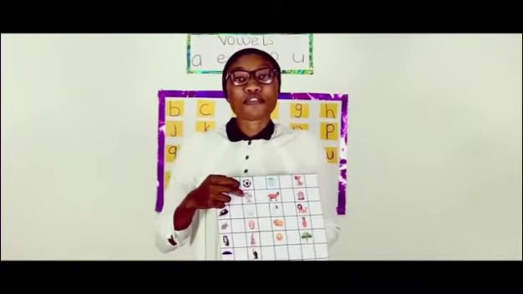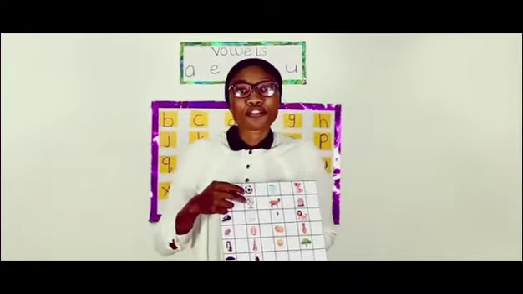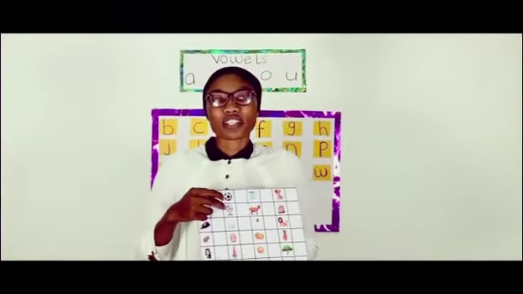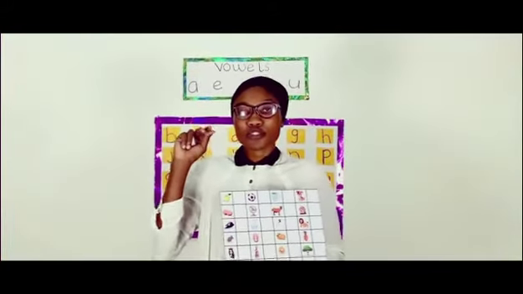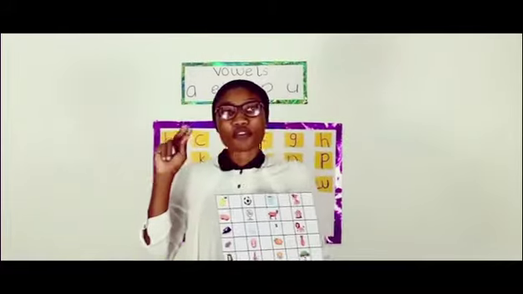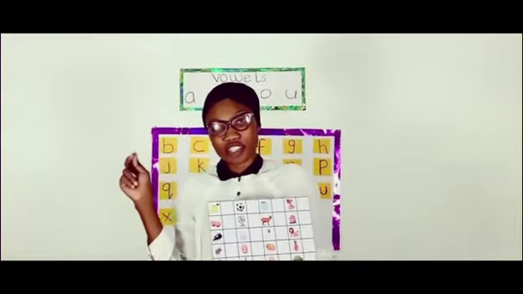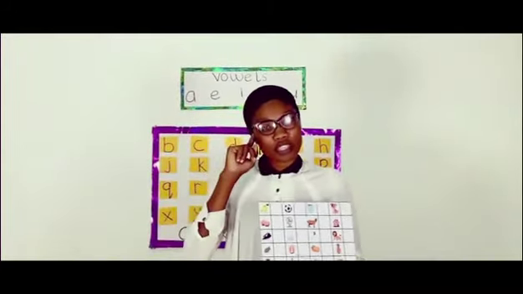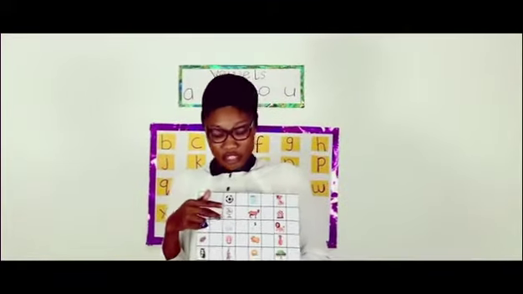So F sounds F as in fan. The child always chews fish. Wow, as in what? Fish. So the child will be hearing the letter sound, having the object.